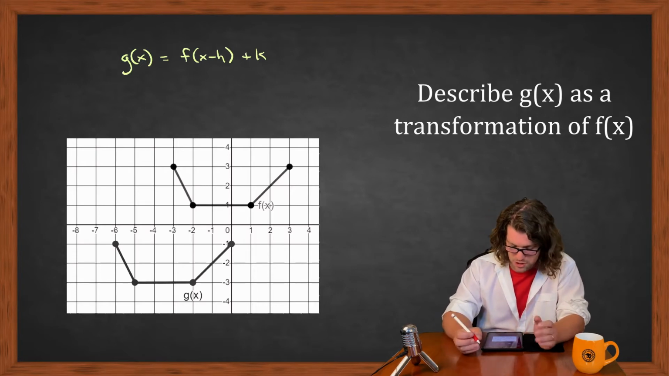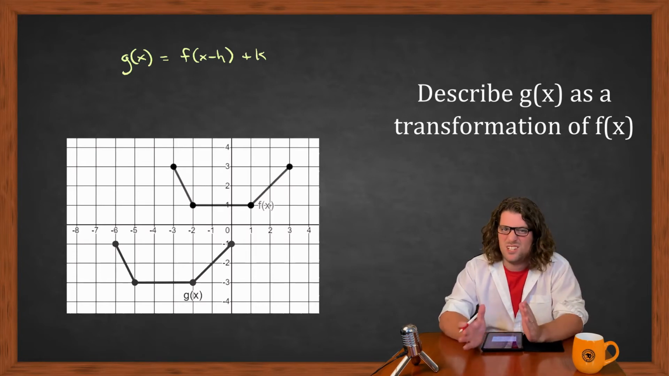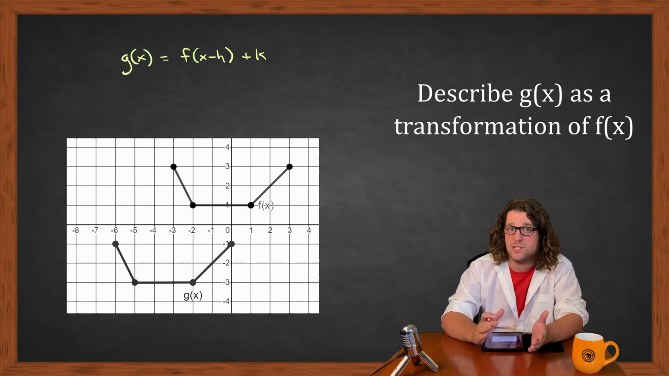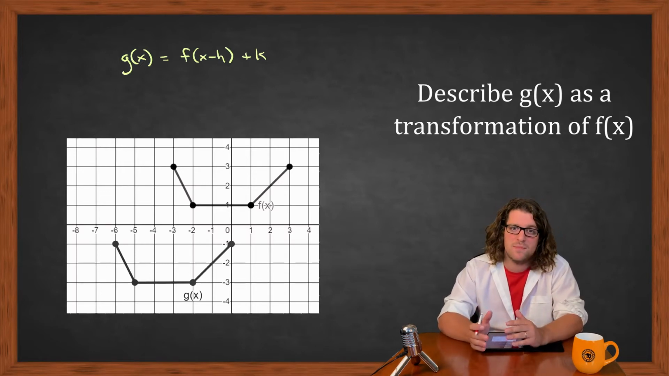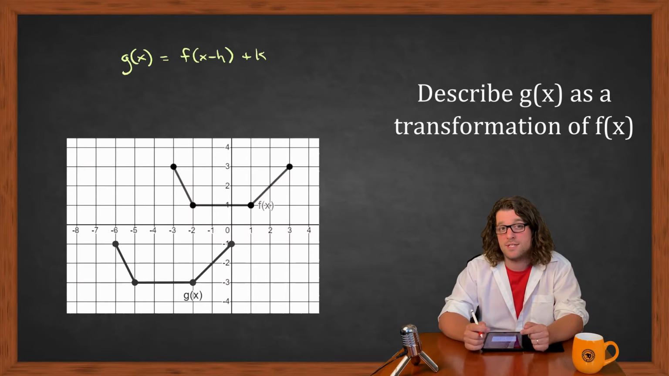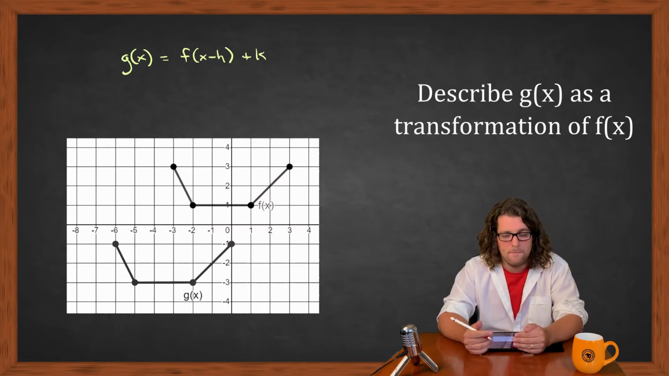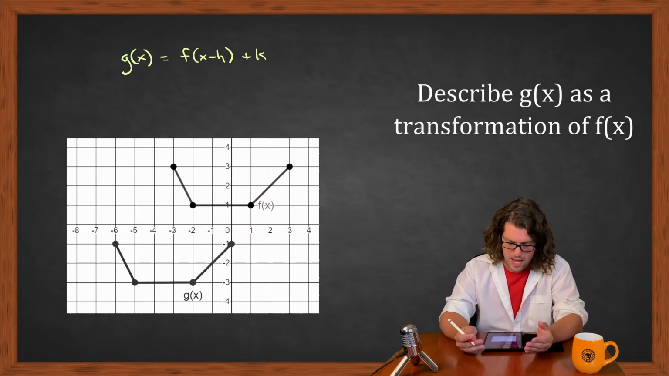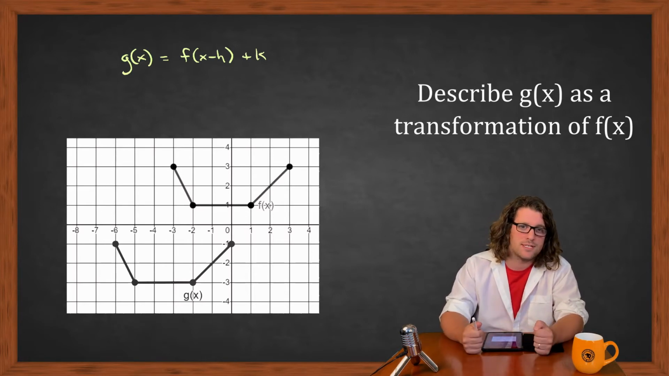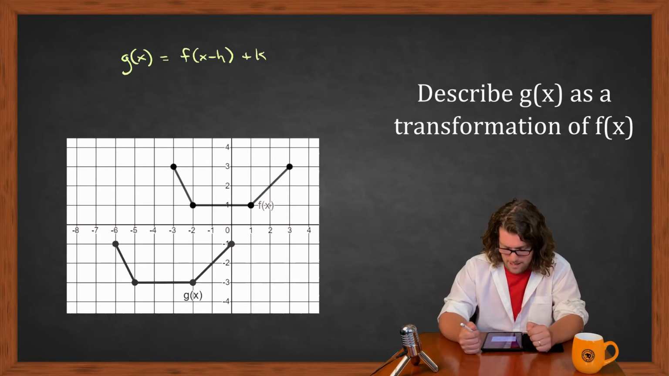So if it's a positive h, that means it's moved to the right. If it's a negative h, that means it's moved to the left. If it's a positive k, that means it's moved up. If it's a negative k, that means it's moved down. And then once we've sorted that all out, we'll get the right number of steps, and we'll plunk it into a form that looks exactly like what I have written down right now.